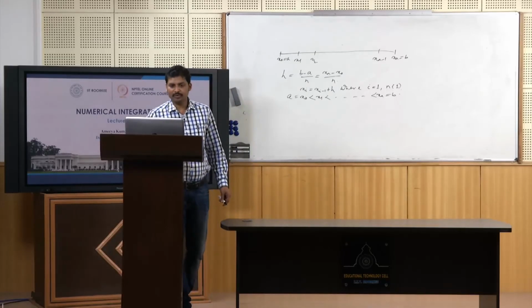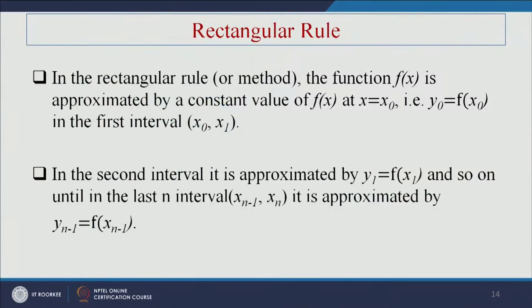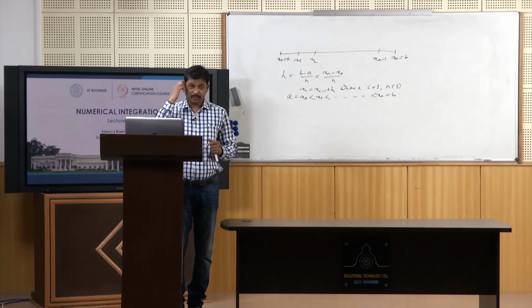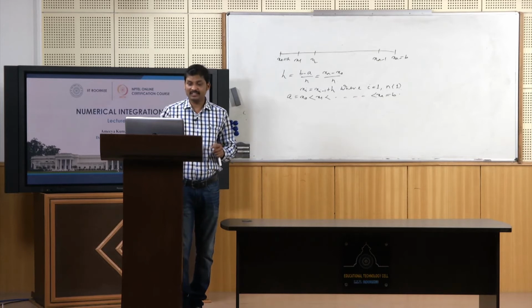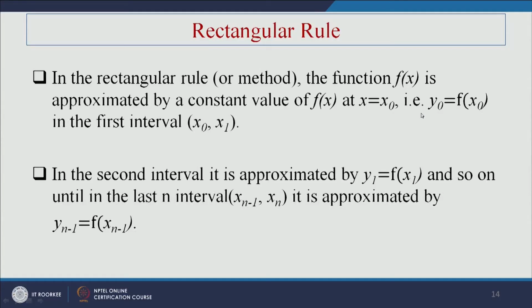And if you go for the rectangular rule, usually this method is applicable whenever we have a constant value of the function within that range. This means that if we have an integration range from x0 to x1, then we can assume that y0, the functional value at x0, can be considered a constant value for f of x within the whole interval. And in the second interval, in the same fashion, we can approximate y1 as f of x1 throughout the interval.